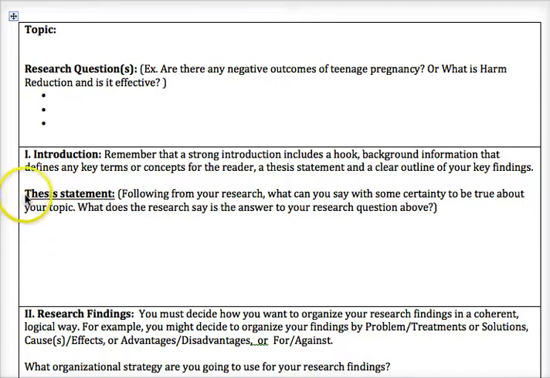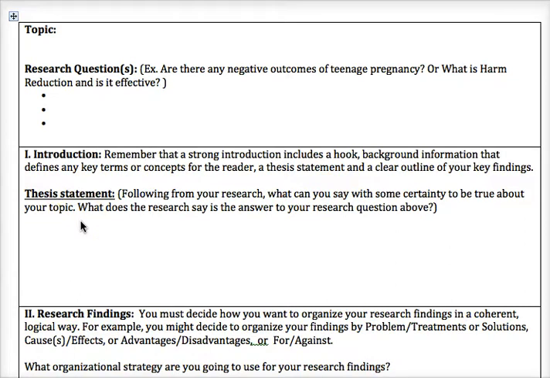So for your thesis statement, this is where you're going to basically identify the purpose of your research paper, and it's going to be basically what you've learned about this topic following from your research. So here I just said, in your thesis statement, following from your research, what can you say with some certainty to be true about your topic?